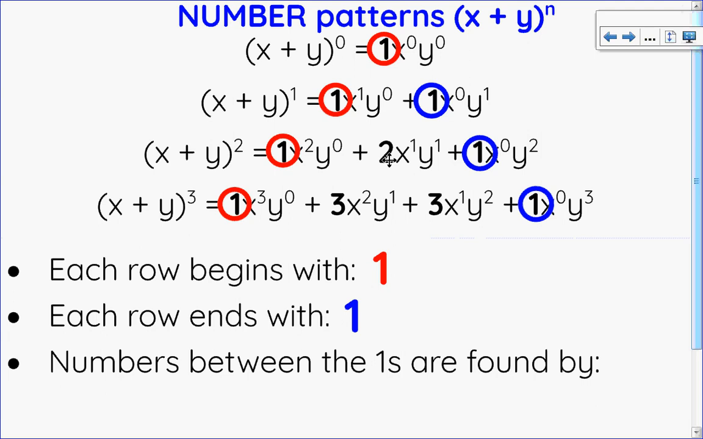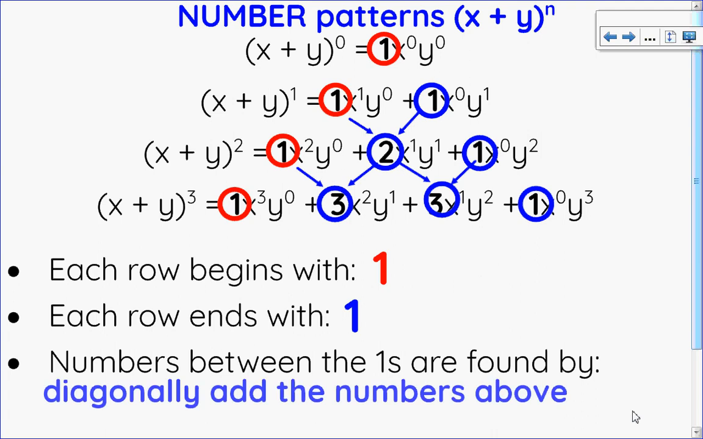So this 2, where does it come from? If you look at the step above, the 1 plus the 1 adds to 2. Let's see if that works down here. For the 3, look diagonally above it, and I can see that 1 and 2 combine to 3. Same thing here, 2 and 1 combine to 3. So it looks like the numbers in between the ones are found by diagonally adding the numbers above it.